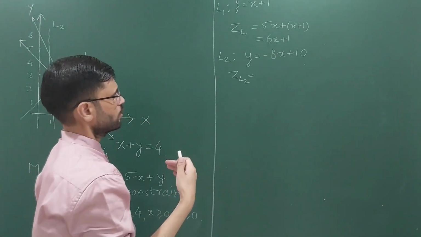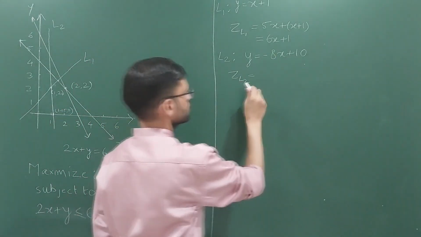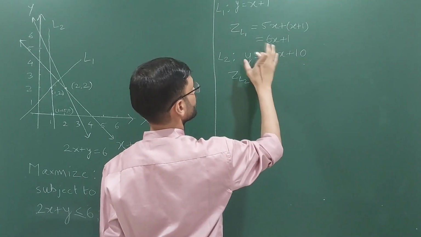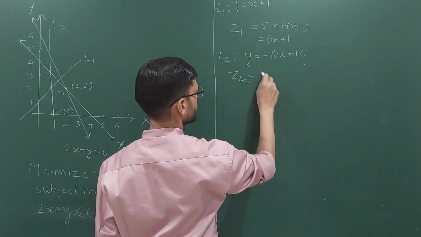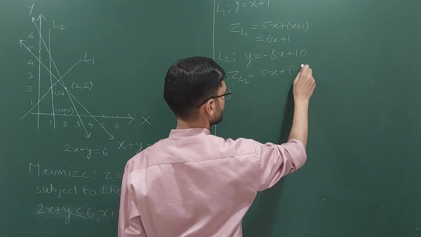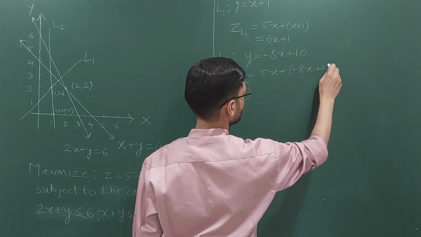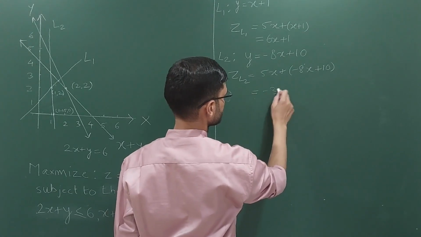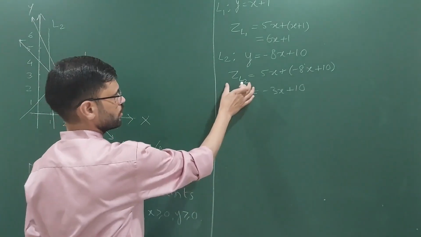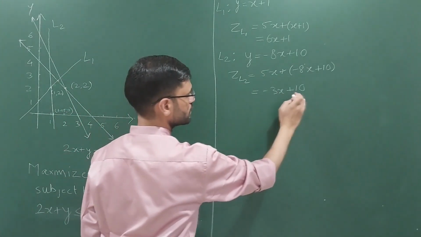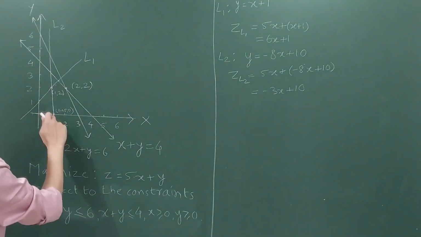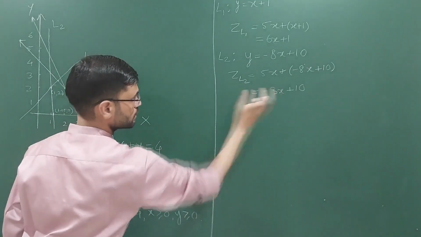Now along this line L2, let's see how the objective function varies. Here y is equal to negative 8x plus 10, so we can substitute for y in this equation. 5x plus y now becomes negative 3x plus 10. Now observe that the objective function here is negative 3x plus 10. So as x increases along this line, the objective function decreases.